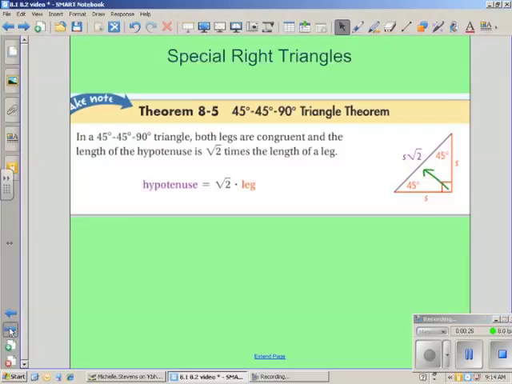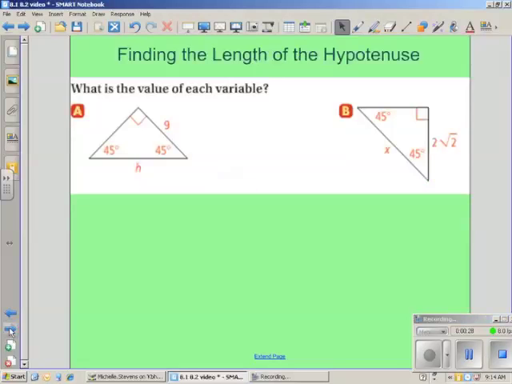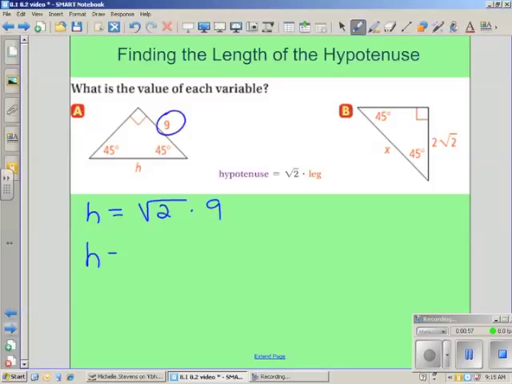Let's practice this, finding the length of the hypotenuse. What's the value of each variable? Looking at letter A, we're looking for h. Again, remembering hypotenuse equals radical 2 times the length of the leg in 45-45-90 degree triangles. So here h, the hypotenuse, equals radical 2 times the leg, and in this situation it's 9. The way we write this, we always write the number before the radical sign. So the hypotenuse is 9 radical 2.